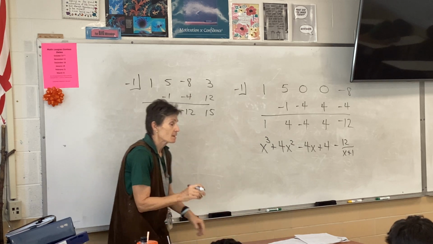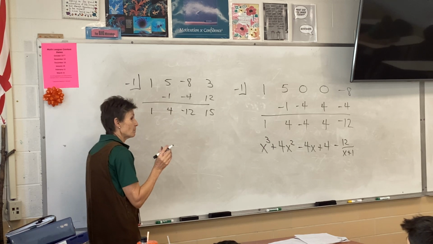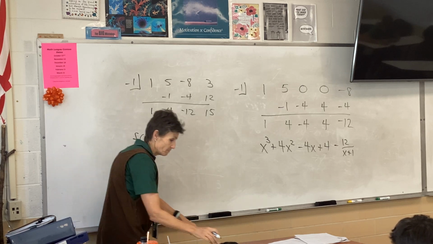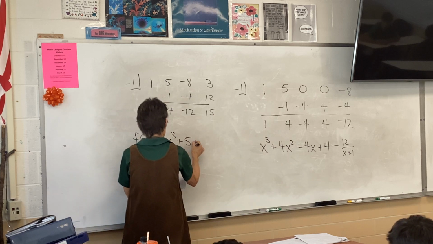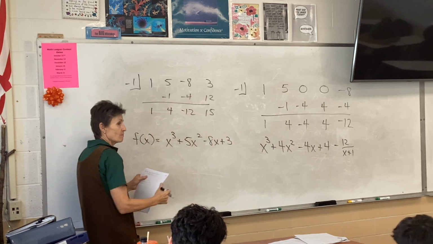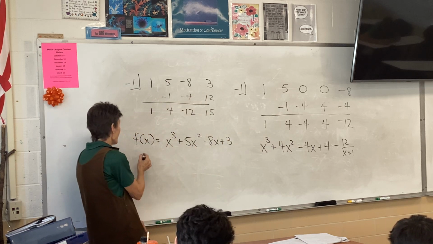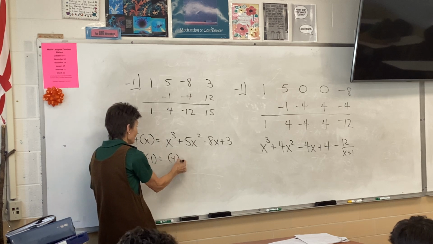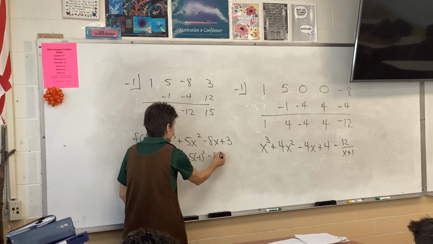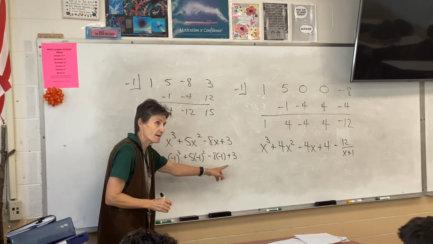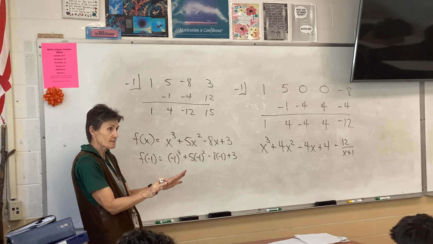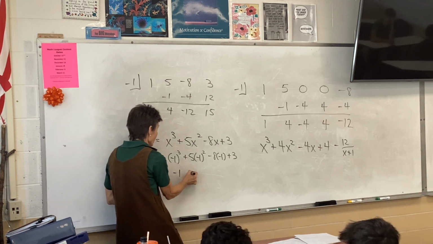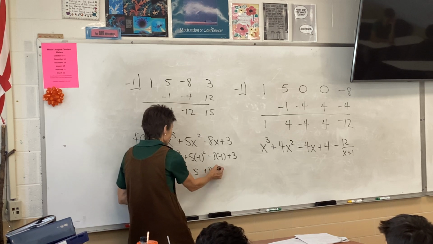Now, the other way you can find the remainder, maybe you already know this, I don't know. I think it's one of the coolest things ever. If I think of my original problem, x cubed plus 5x squared minus 8x plus 3, as a function, and I plug in the number I would divide by, so in other words, -1 cubed, plus 5 times -1 squared, minus 8 times -1, plus 3. If I evaluate that, be prepared to have your socks knocked off. You're going to get 15. Uh-huh. -1 plus 5 plus 8 plus 3.